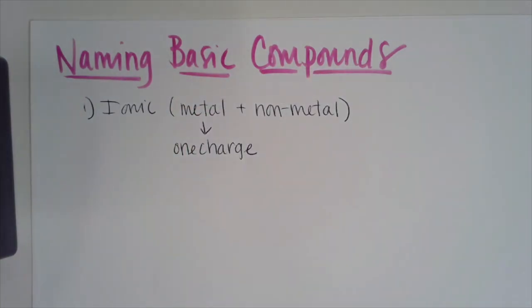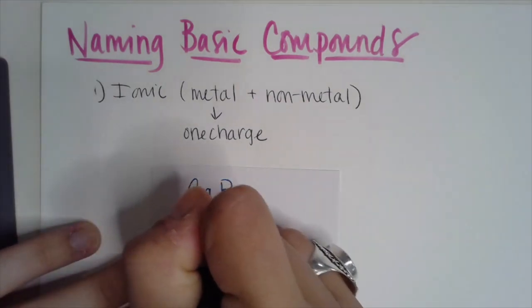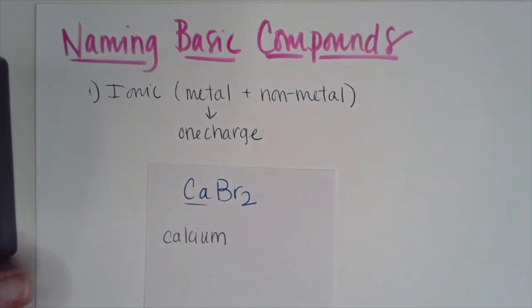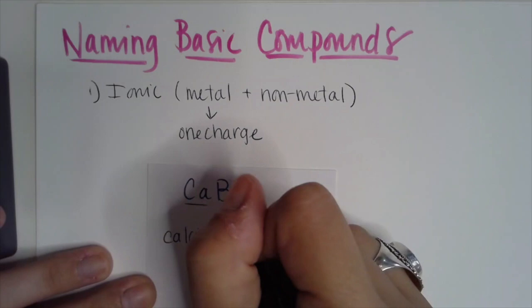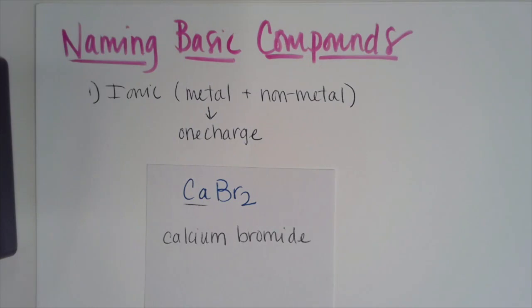Let's just do some examples. The first one we'll do is CaBr2. When you name something like this, you just want to say the name of the metal. In this case, your metal is calcium, and your metal is always going to be listed first in your formula. Then you just say the name of your nonmetal, but you want to change the ending so it ends with -ide. So in this case, the name of this compound would just be calcium bromide. You don't have to do anything with any numbers. You just leave it exactly the way it is. You just say the name of your metal and then say the name of your nonmetal ending with "ide." That's it for this one.